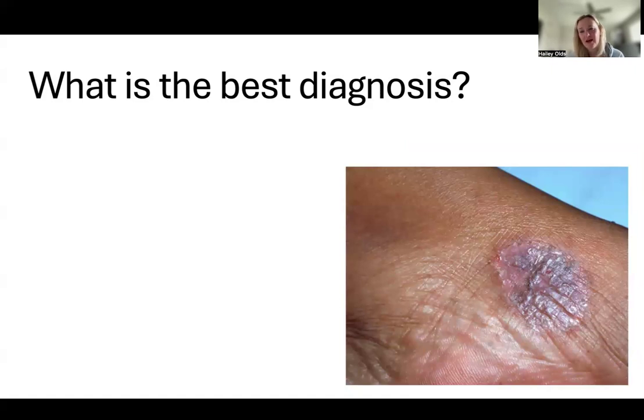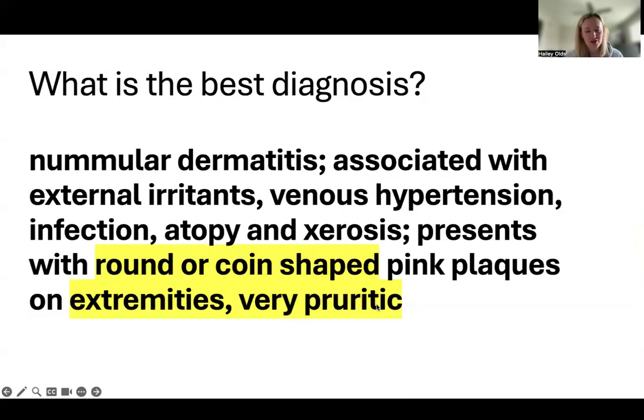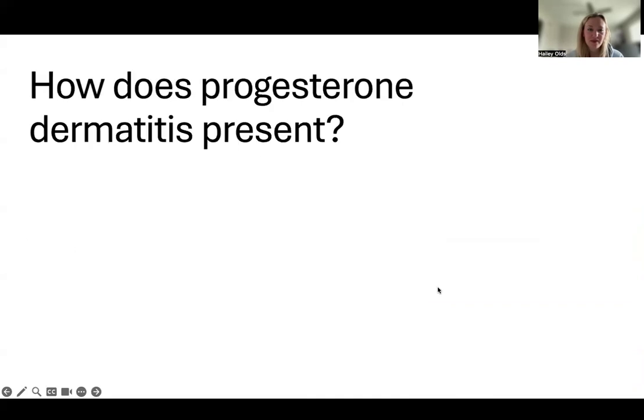What's the best diagnosis for this? So this one looks like a round coin-shaped plaque, with probably some scale and maybe a couple erosions. So this is nummular dermatitis, which nummular means coin-shaped. So this can be associated with external irritants, venous hypertension, atopic dermatitis, cirrhosis, and it's very itchy as well, and most commonly on the extremities, but it can be on the trunk.